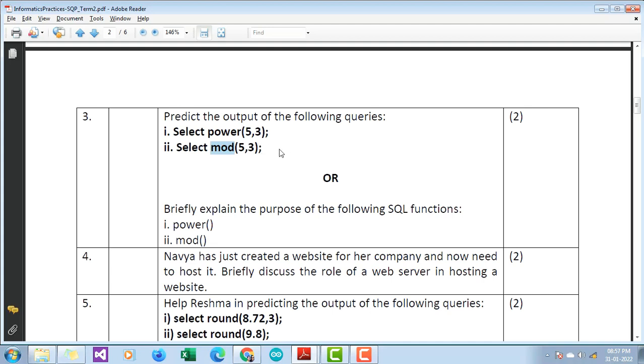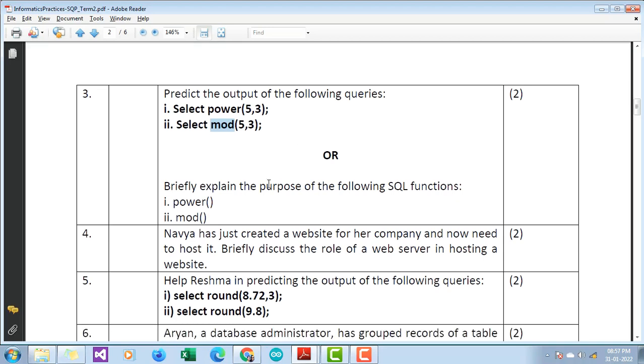So its answer will be 2. Now the second part says briefly explain the purpose of the following SQL functions. That is power, it takes 2 parameters and calculates n to the power m. And similarly mod, it gives you the remainder. For example, if you specify 2 comma 5, that means 3 will be the remainder.